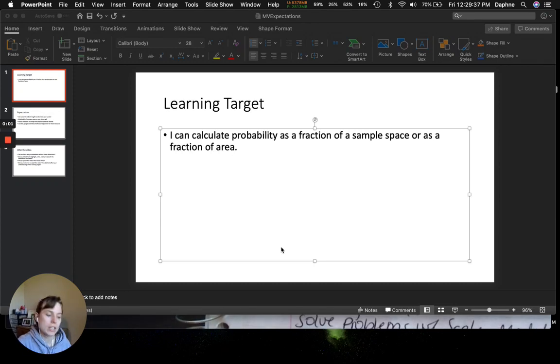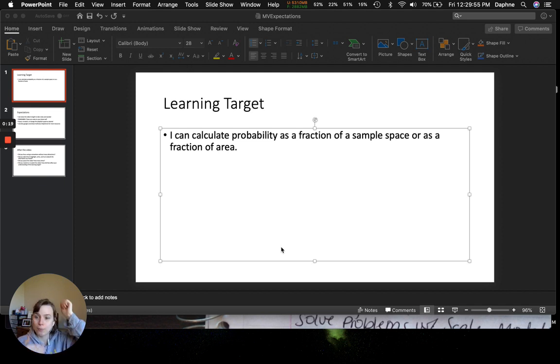All right, so our last one for this recording session is I can calculate probability as a fraction of a sample space or as a fraction of area. So calculate is finding that and doing the fraction, decimal, and percent that you've done before. Probability is the chance of an event.